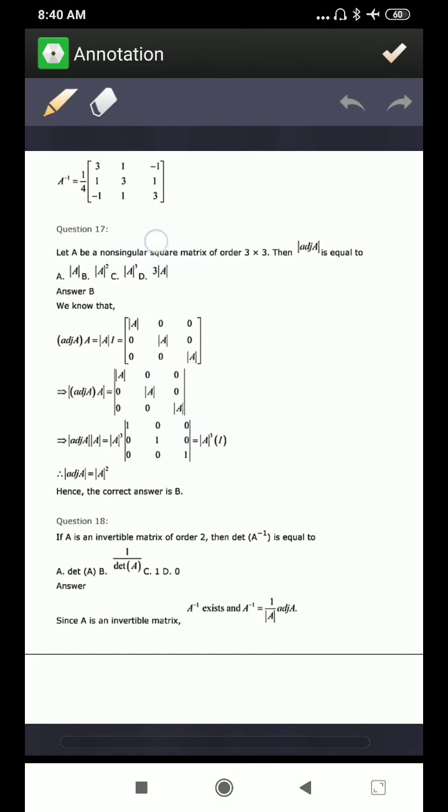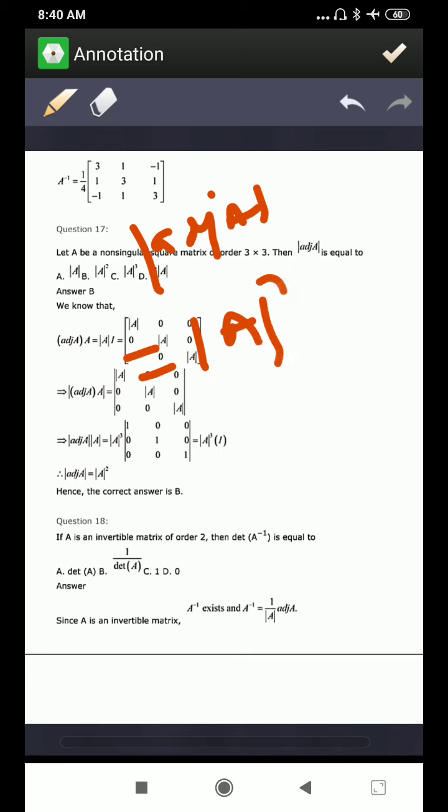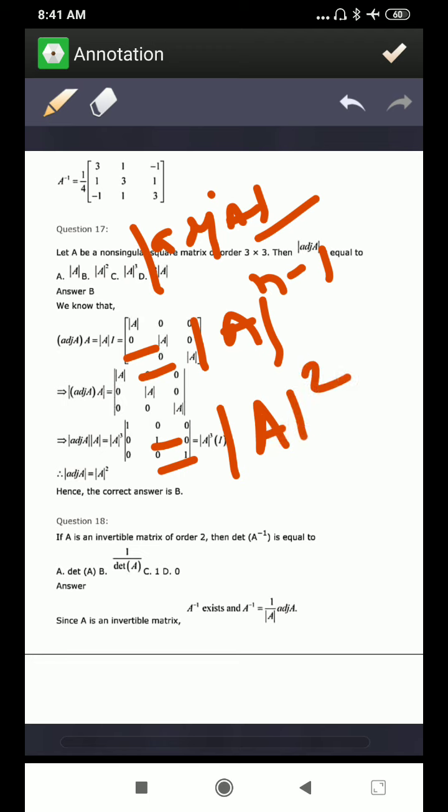Determinant of adjoint of A is equal to determinant of A raised to power n minus 1, where n is the order of the matrix. In this case, a 3 into 3 matrix is given. So determinant of adjoint of A is determinant of A square. In this way, we can write the answer.